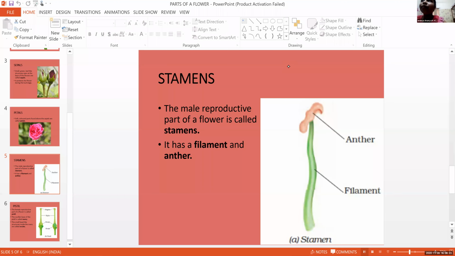Is the stamen inside the flower or outside the flower? Most of the stamens you can see. I'll show the picture once more. If you have finished writing, let me know.